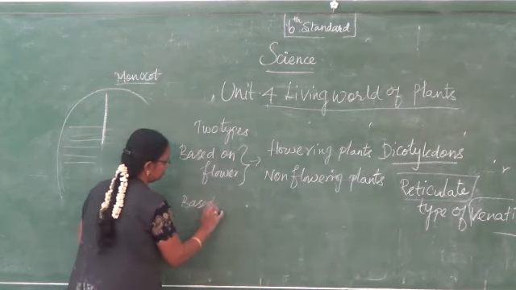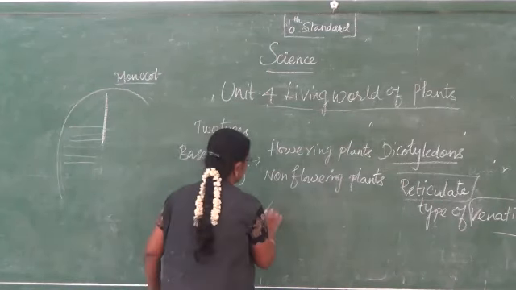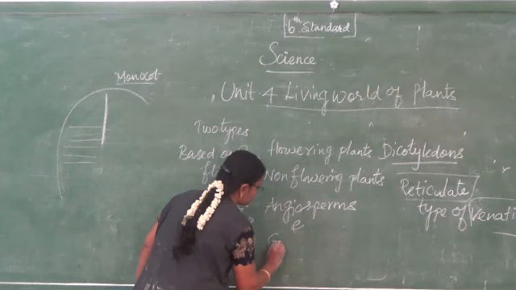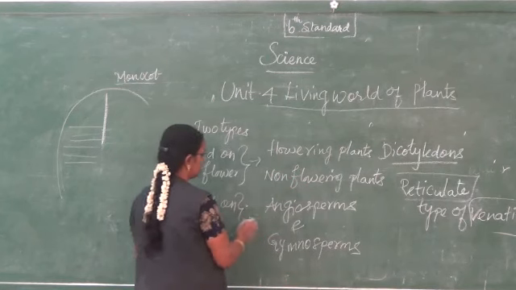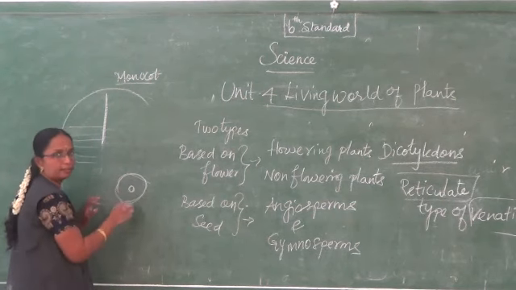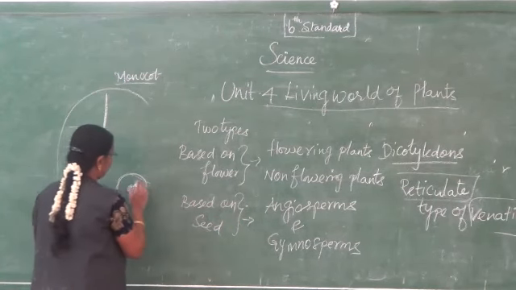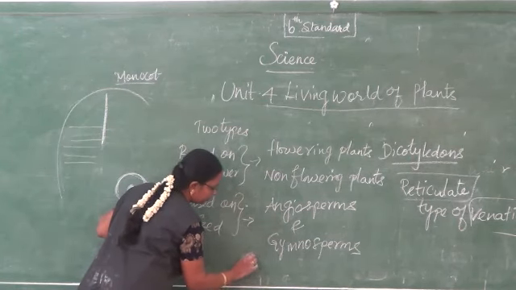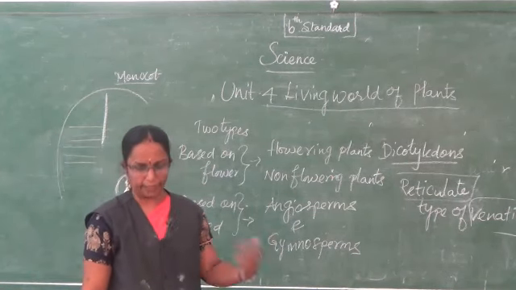Based on the seed, the plants are classified into angiosperms and gymnosperms. Angiosperms mean the seed is found within the fruit. So angiosperms are the plants which contain the seed inside the fruit. But in gymnosperms, the seed is not found inside the fruit. So the seeds are said to be open, naked seeds.